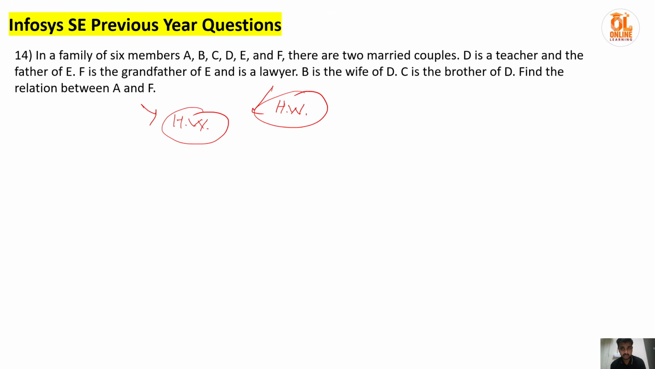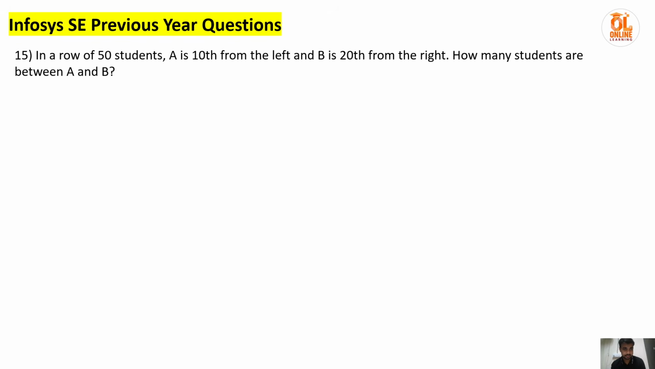But first try yourself first. Okay. Now let us move to the last question of reasoning. In a row of 50 students. So this is a row of 50 students.